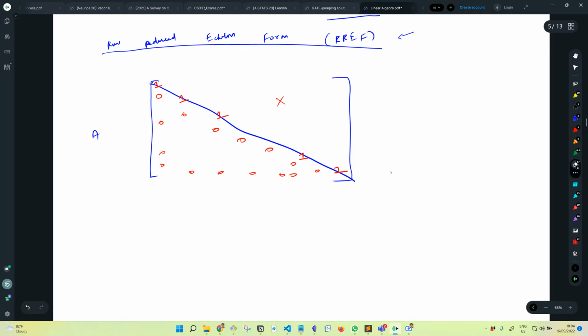Maybe let me not use x. This can be any real number, right? I hope the structure of the RREF is clear to you. More formally, we call RREF an upper triangular matrix. Why do we call this upper triangular? Because you have non-zero entries only above the leading diagonal of the matrix.